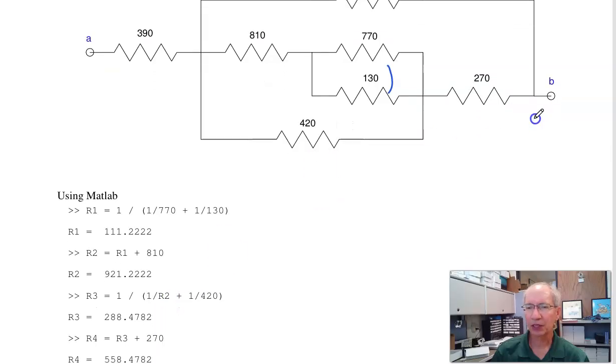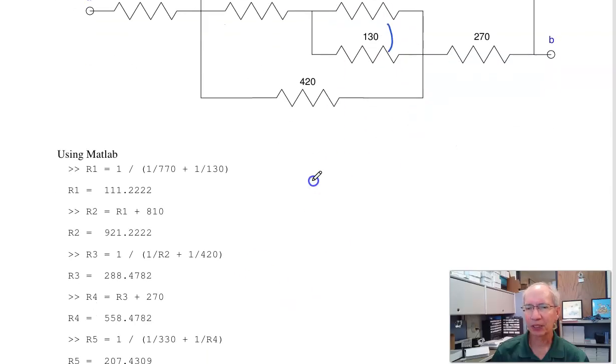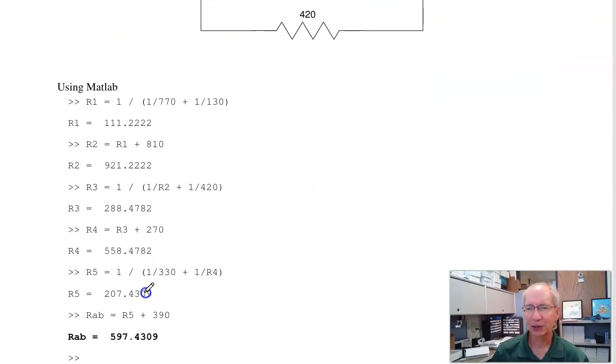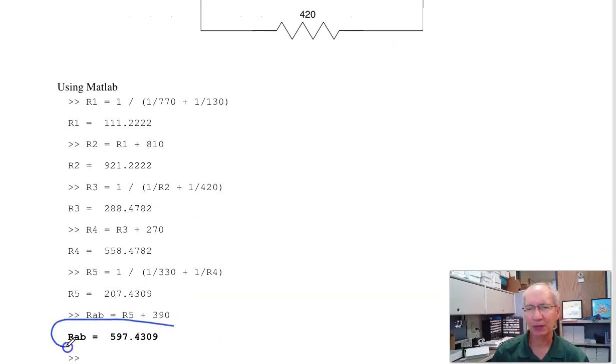In series with 270 gives you 558 ohms. In parallel with 330 gives you 207 ohms. In series with 390 gives you 597. So that's the total resistance between A and B.